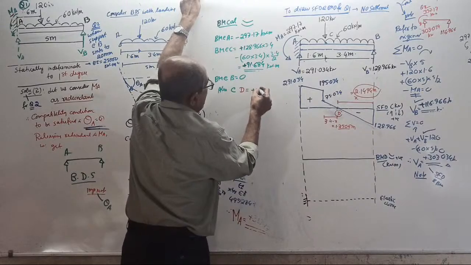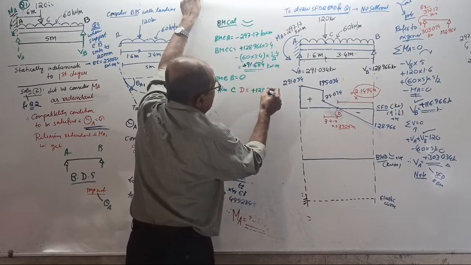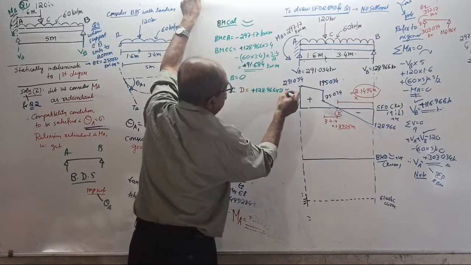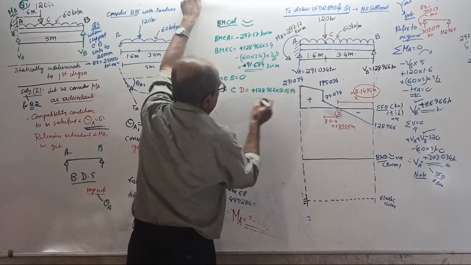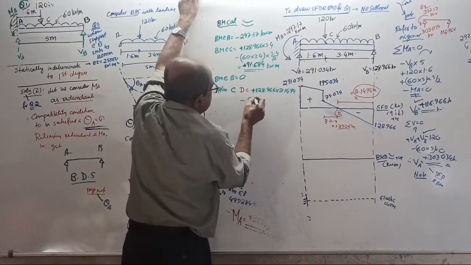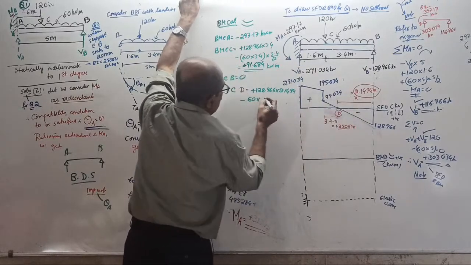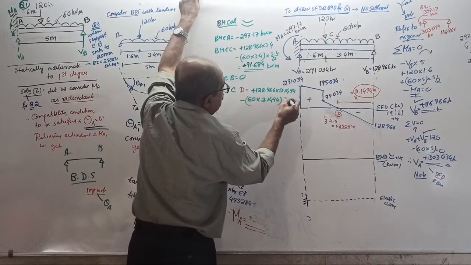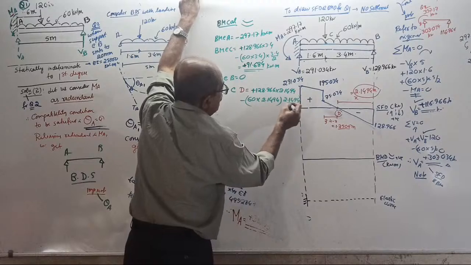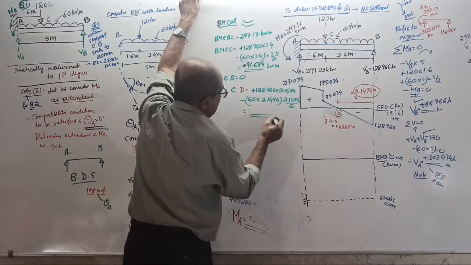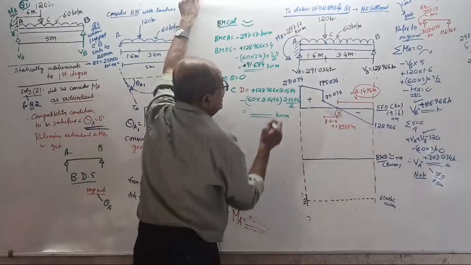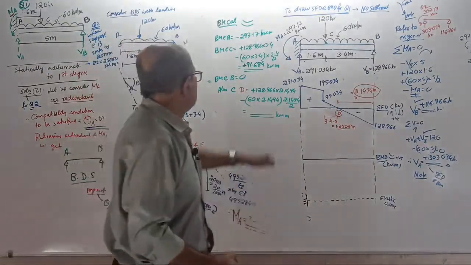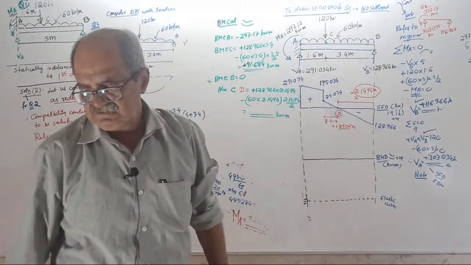It is plus 128.966 into 2.1494 minus 60 into 2.1494 into 2.1494 divided by 2. Tell this answer in kilonewton meter.